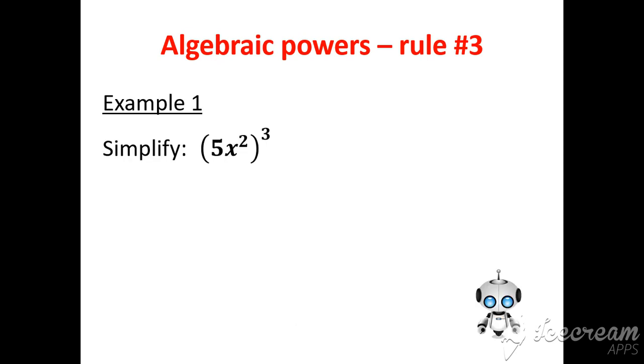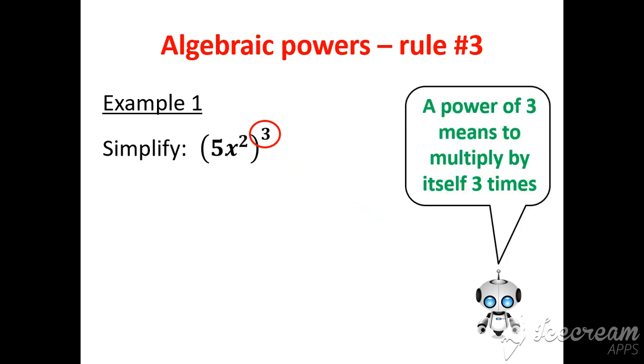Right, let's simplify this expression. Inside brackets we have 5 times x squared and we're raising that all to the power of 3. The power of 3 we know means to repeat multiplication 3 times. So we're going to take what's inside the brackets, 5x squared, and multiply it by itself 3 times. 5x squared times 5x squared times 5x squared.